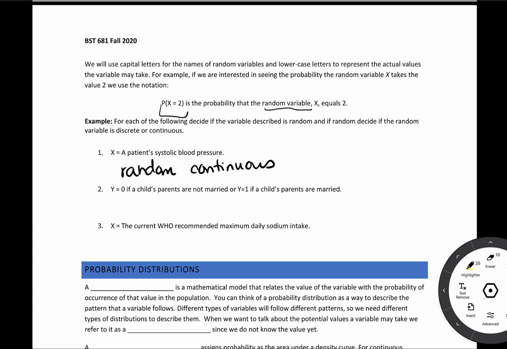Y equals 0 if a child's parents are not married, or Y equals 1 if a child's parents are married. Now again, prior to interviewing the child, I don't know if their parents are married or not. It could be one or the other. So this is going to be random. And then notice Y can only take the value 0 or 1, so this is going to be discrete.